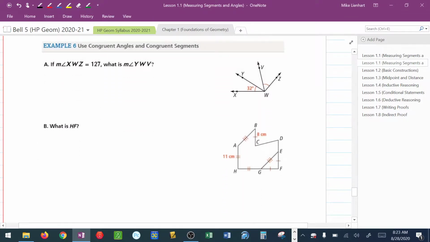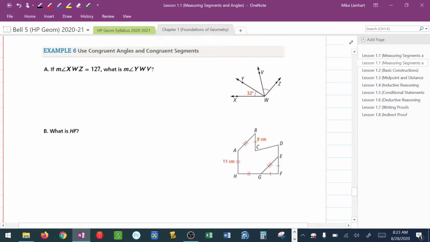All right, let's take a look. This is almost the last example. All right, here we go. Thanks for bearing with me today, guys. They say the measure of angle XWZ is 127. XWZ, that's the big angle here, is 127. They ask, what is the measure of angle YWV? YWV is this angle in here.